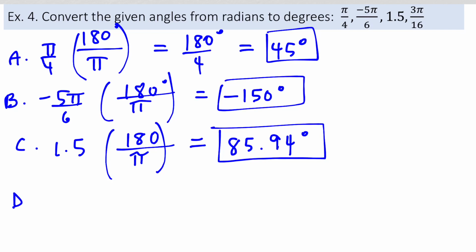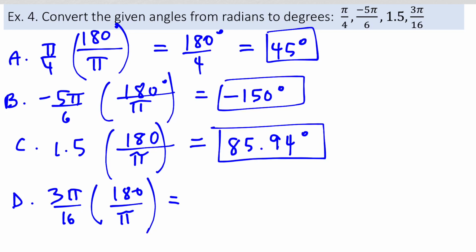All right, one more of these, 3 pi over 16, 180 over pi, so the pi's will cancel. So I've got 3 times 180 divided by 16. Let's just write that as a decimal number. 33.75 degrees.